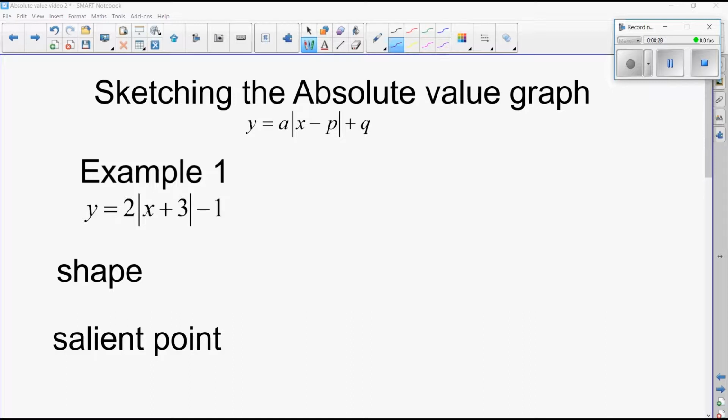So the first thing we're going to identify is the shape of this graph. Having a look at the equation, I see that a equals 2. Since a is greater than 0, I now know that that is the shape of my graph. The next point I want to find is the salient point, and the salient point has the coordinate (p, q).